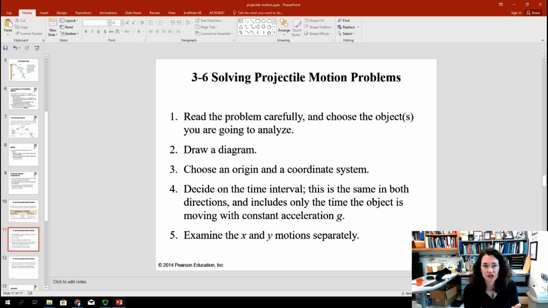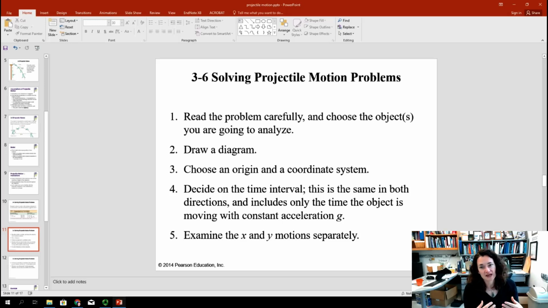Now there are certain steps that you're going to go through to solve projectile motion problems. The first step is read the problem carefully and choose the objects that you're going to analyze. It's very important to draw a diagram, and then on the diagram, make sure to choose an origin and a coordinate system. Next, decide on what time interval you're looking at. Make sure that you use the time to connect your x equations with your y equations. So it's very important that when you're solving these, the time interval that you're considering is the same for the x as the y. Sometimes these things will be linked, and I'll show you that in a minute.